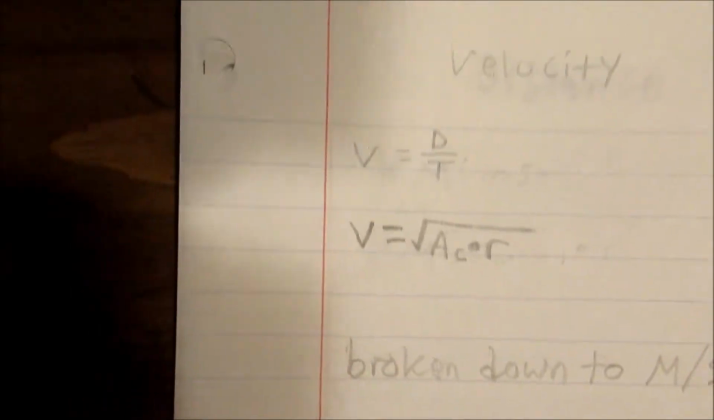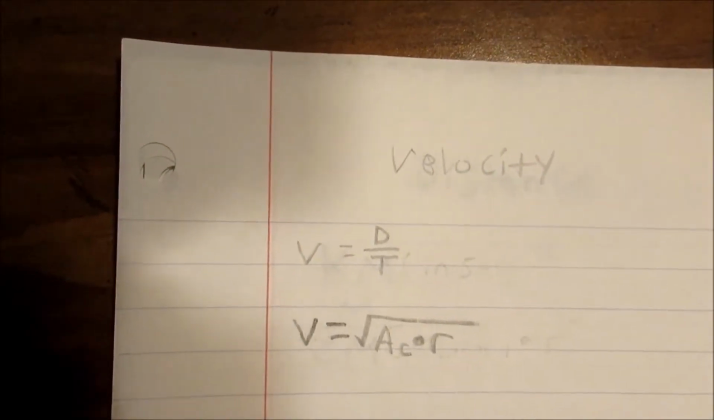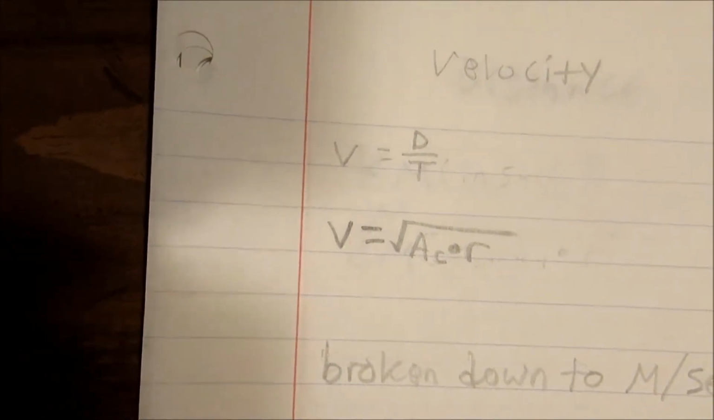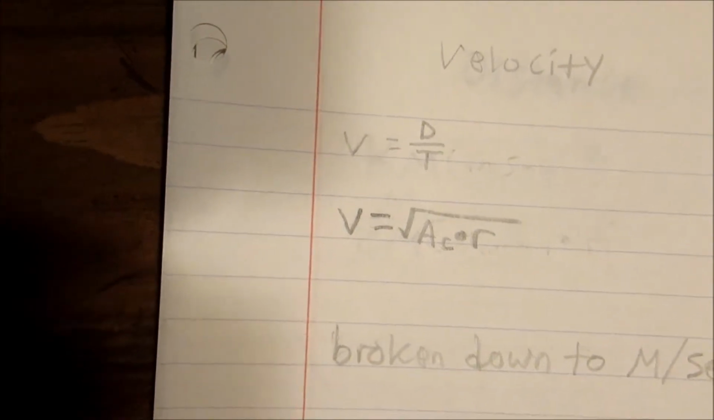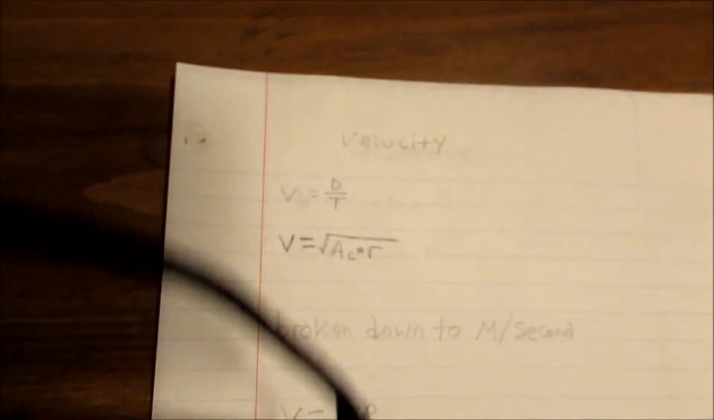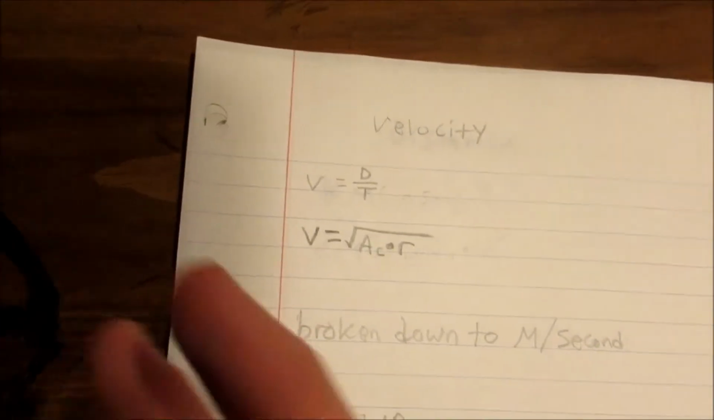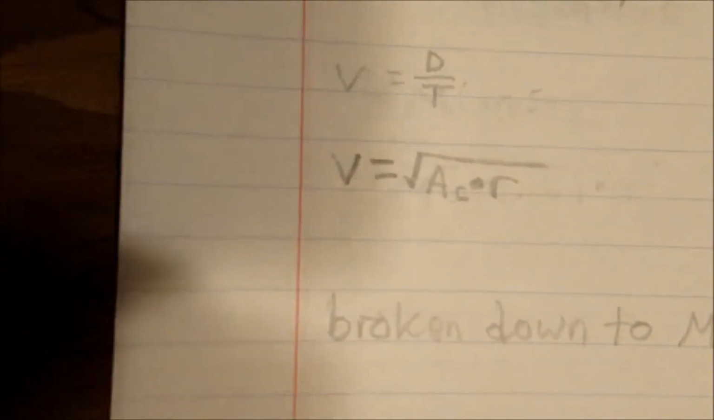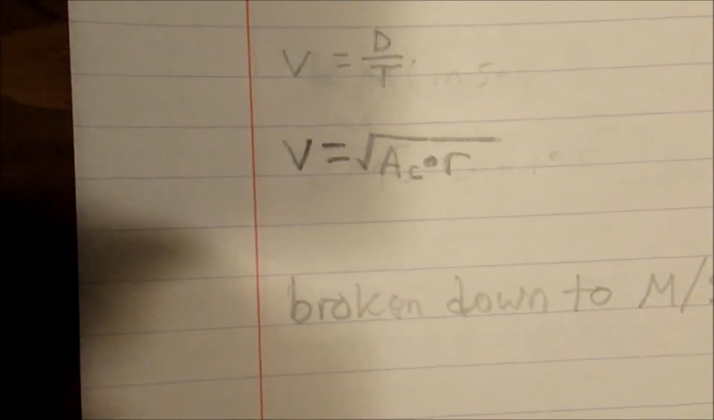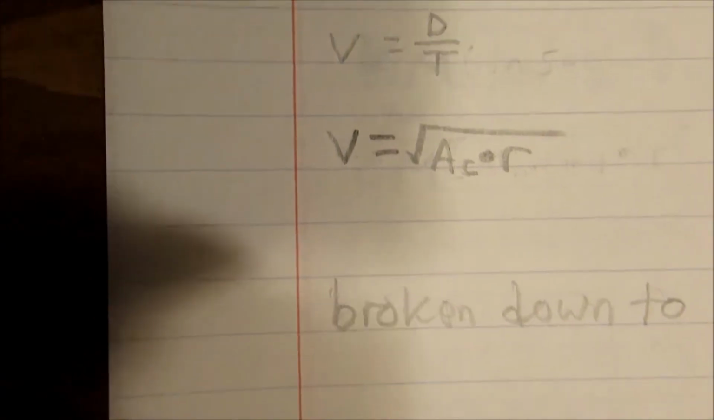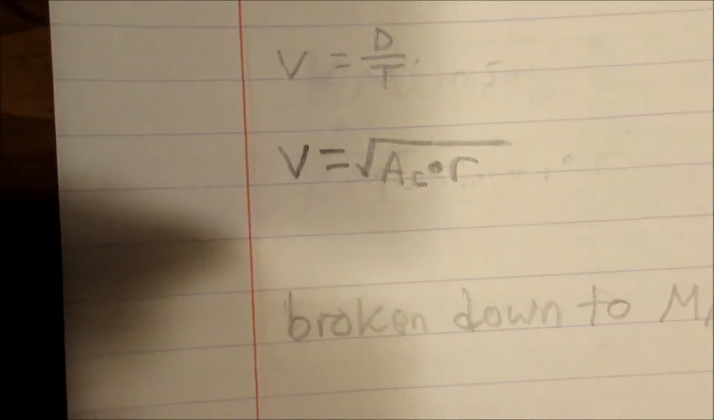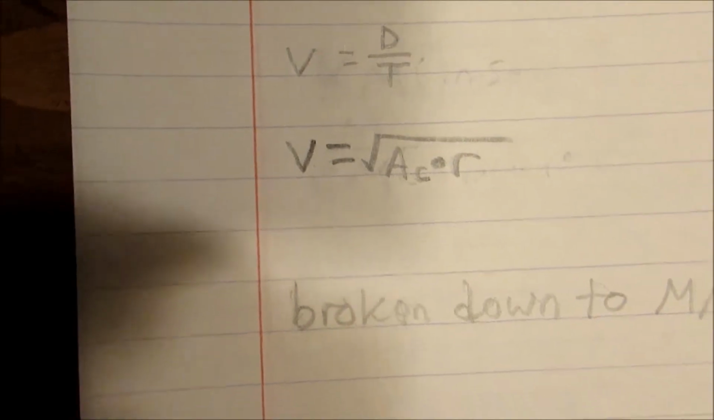Here's the one for velocity. Diameter divided by time. No, I think it's diameter. Hold on. No, distance divided by time, I'm sorry. And here's that one, and it's broken down to mass per second.